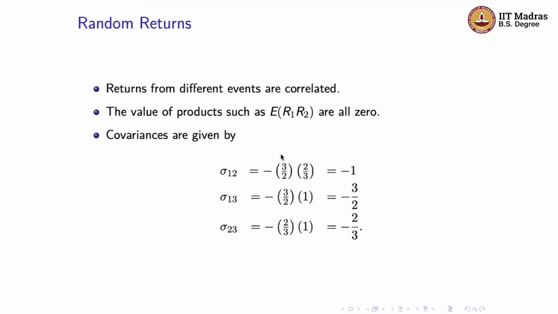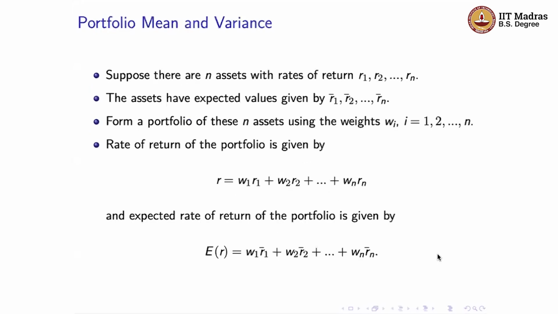Why negative? Basically, here we are using the formula that the covariance is the expectation of, let's say for this one, sigma AB is the expectation of RA RB minus the expectation of RA multiplied by the expectation of RB. We already know that the expectation of RA RB is equal to 0. And so from there, it's just the negative of the product of the expectations, right? So that's how we get to these calculations.